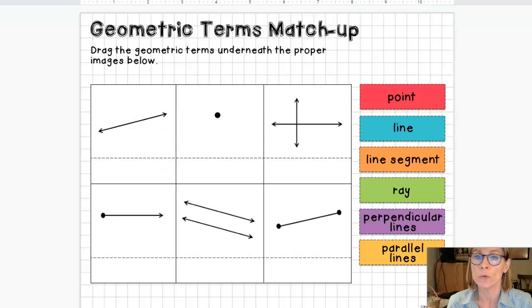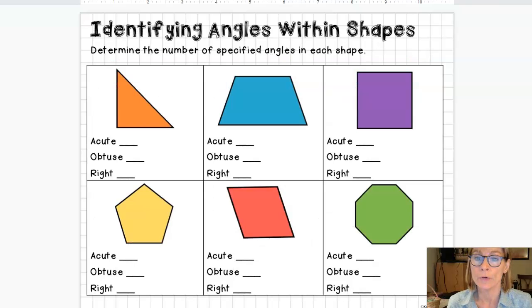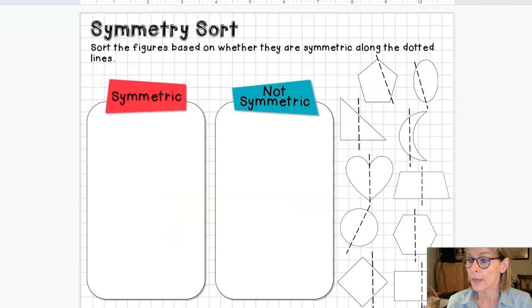On this one you are going to match up the terms by dragging and dropping the name underneath each symbol, and then you're going to do a sort of the different types of angles that you see down below, and you can drag those into the appropriate places. Here you're going to identify the types of angles within each shape and then sort these figures based on their definition of whether they are symmetric or not symmetric.